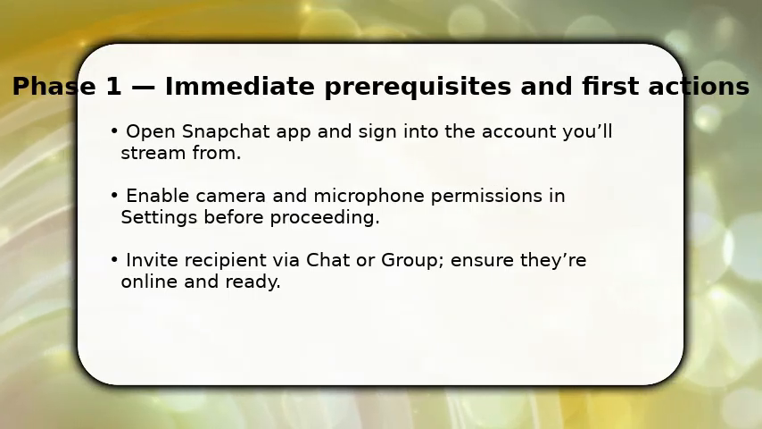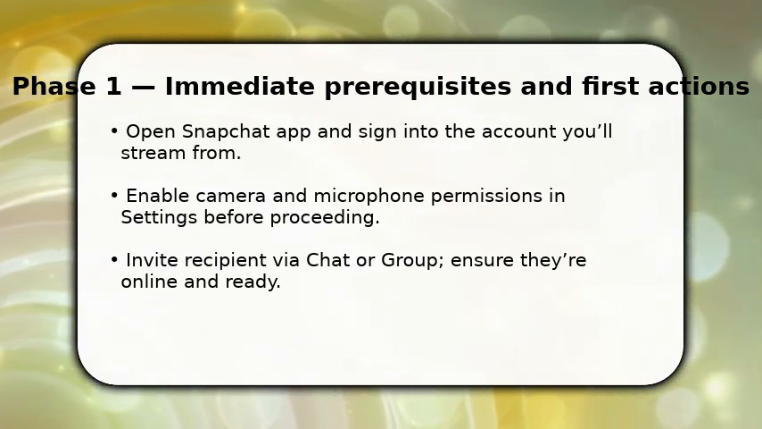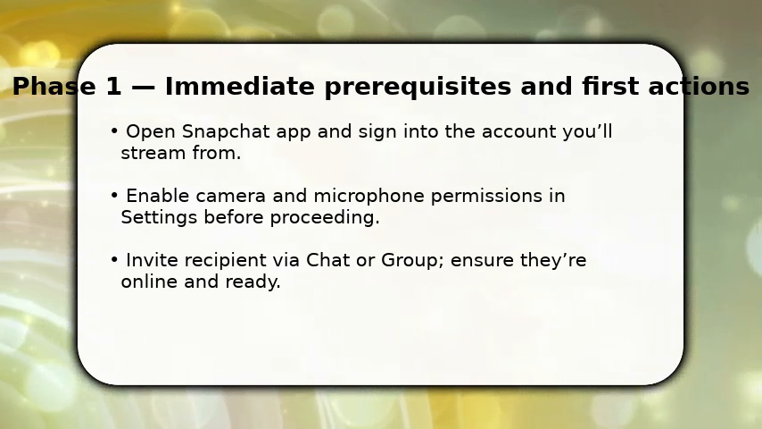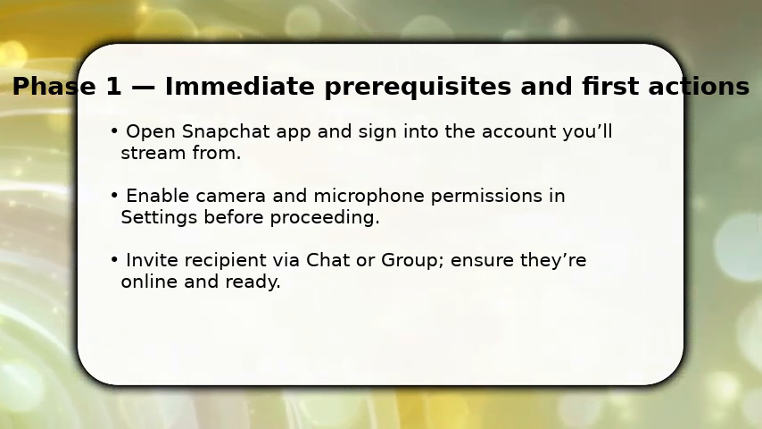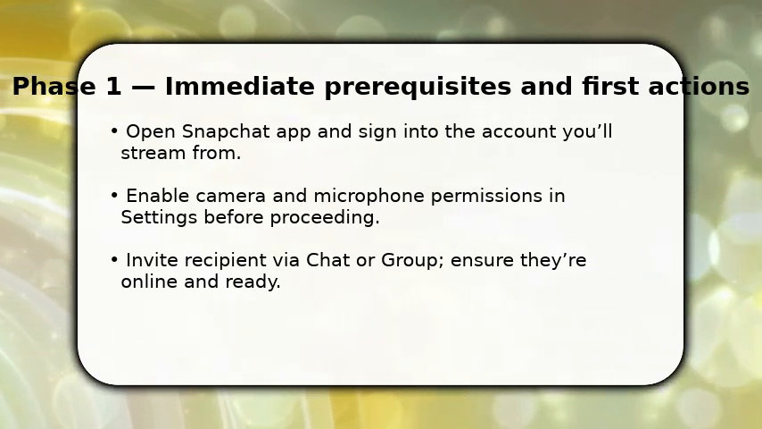You're starting the screen share now. Open Snapchat and sign in, then tap the chat with the person or group you'll share with. Once in chat, make sure Snapchat has camera and microphone permission so audio and video work. Tap the video call icon, and while the call rings, press the screen share button that appears.